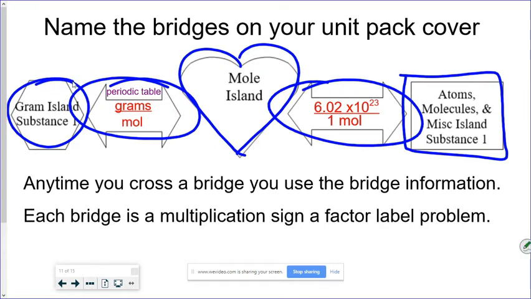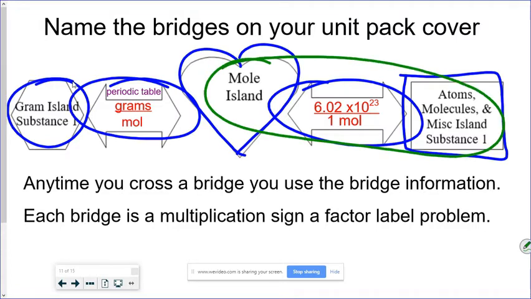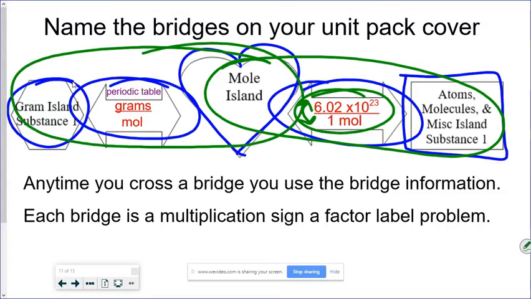These bridges have names. Anytime we go between Mole Island and Atom and Molecule Island, you're going to use 6.02 times 10 to the 23rd over 1 mole. Or I could flip this and have 1 mole on top and 6.02 times 10 to the 23rd on the bottom. Anytime you go from Gram Island to Mole Island or Mole Island to Gram Island, you're going to look at the periodic table. You're going to find the molar mass of the compound or the atoms that you're dealing with, and find out how many grams per mole that particular item is.